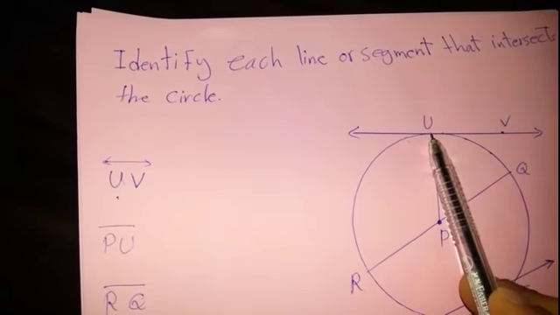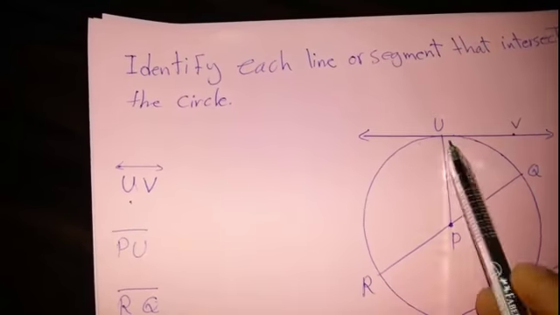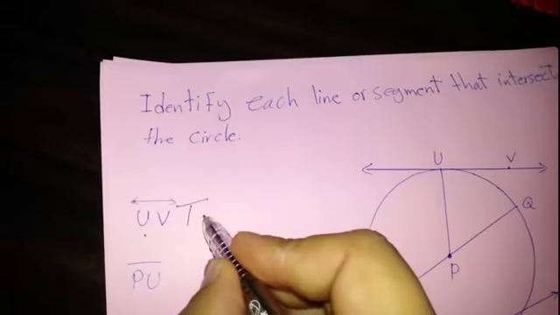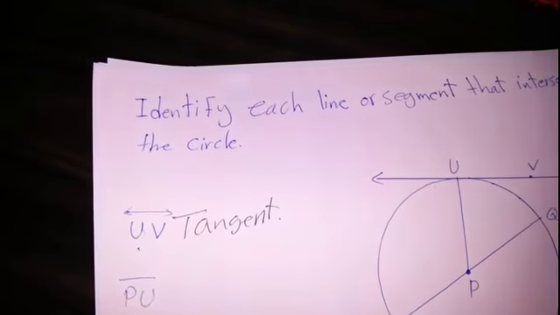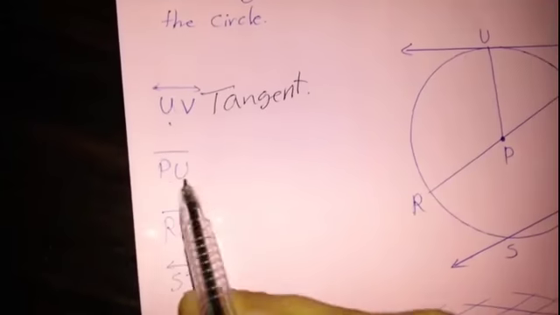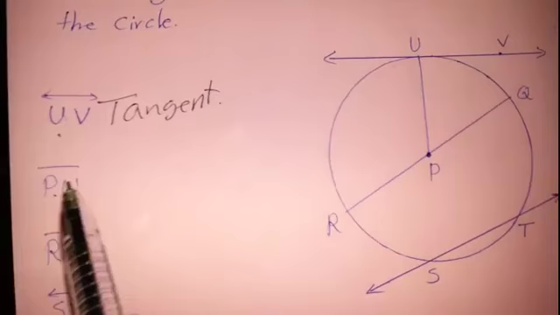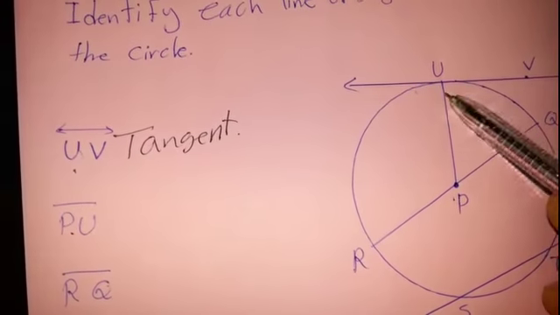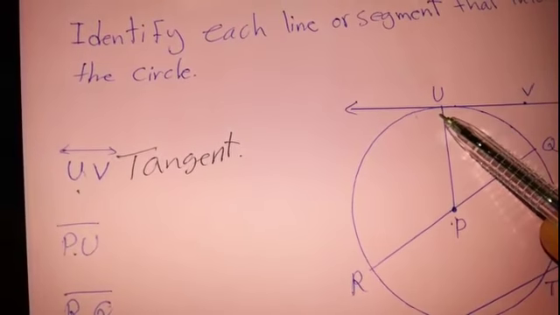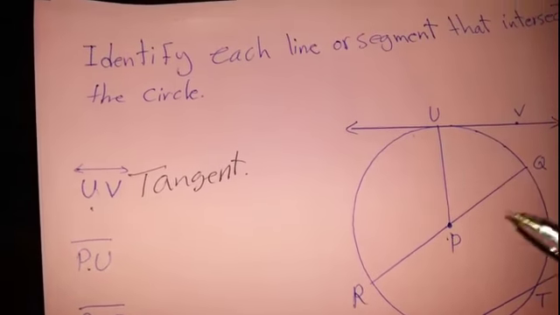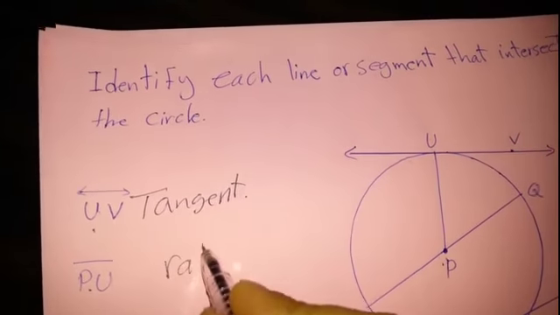that touches the circle at one point, intersects the circle at one point, we call it tangent. We call it what? Tangent. PU, as you see here, PU is a segment from the center to the circle, so it is just a radius.